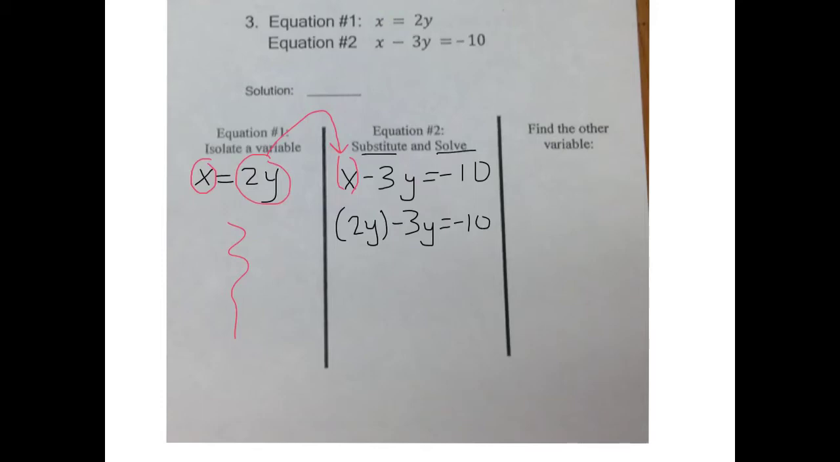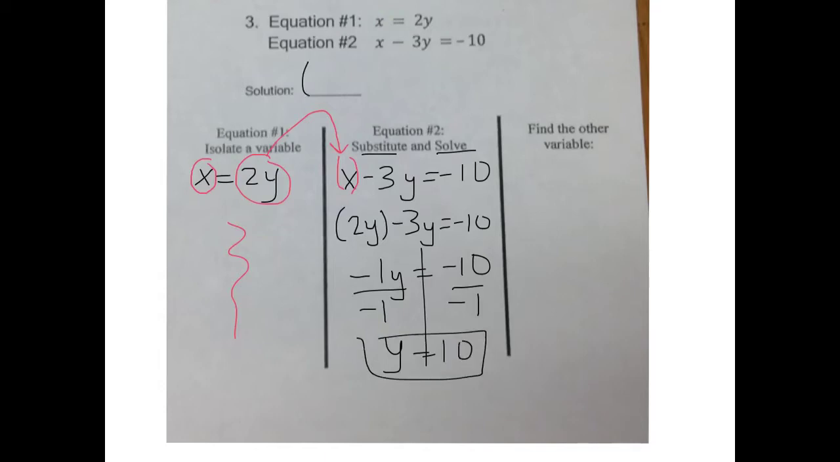So this is just combining like terms. 2y minus 3y, 2 minus 3 is negative 1y equals negative 10. And then when it's beside it, we divide it. And so y equals negative 10 divided by negative 1 is positive 10. And this is half of our answer. This is the y answer, so that's 10.